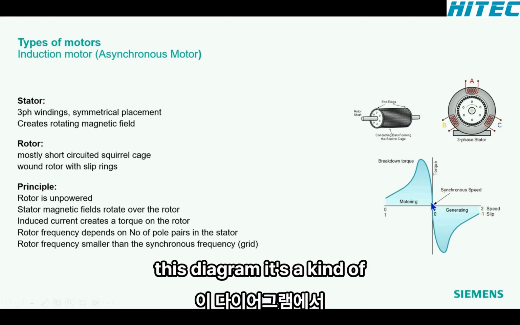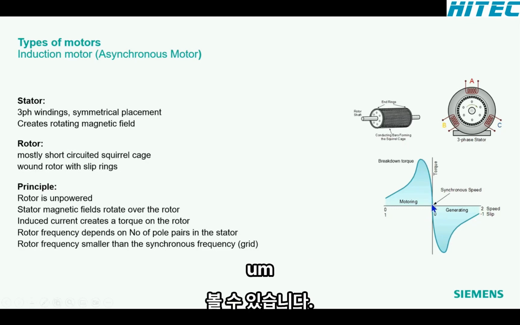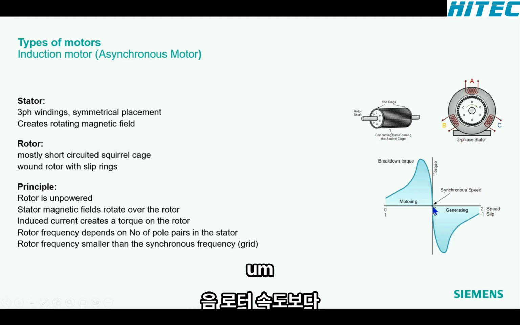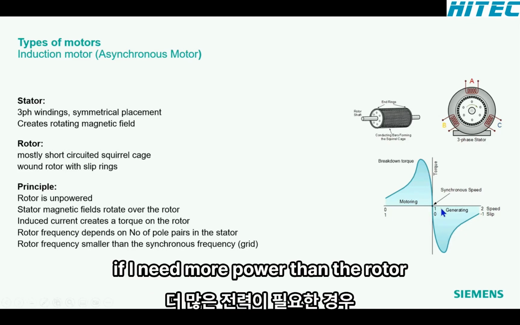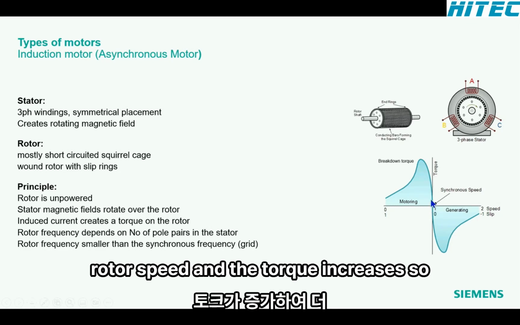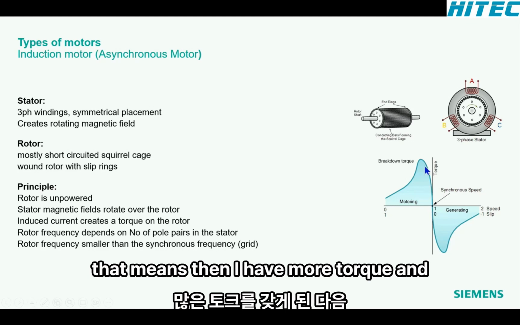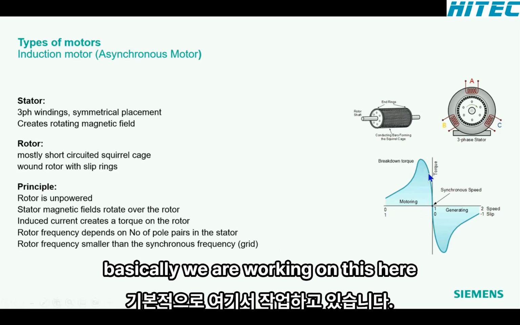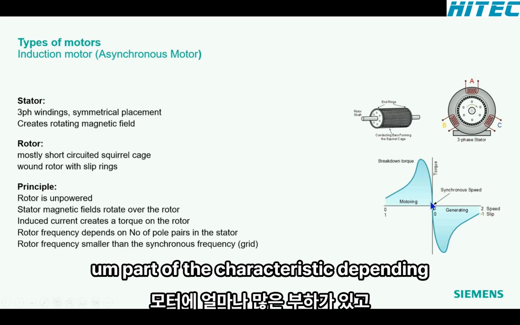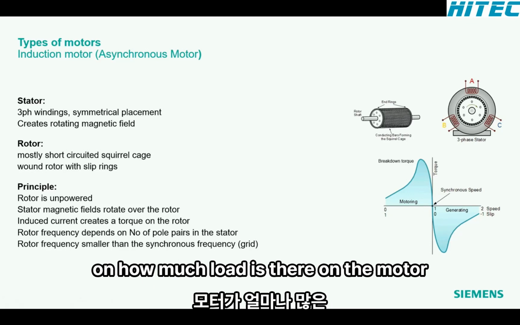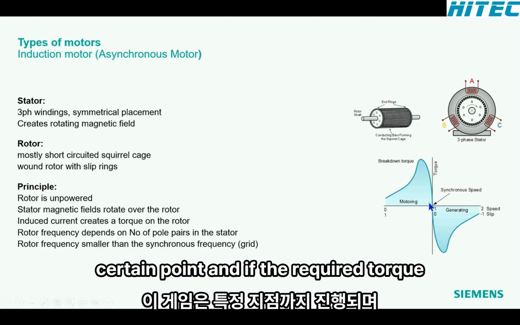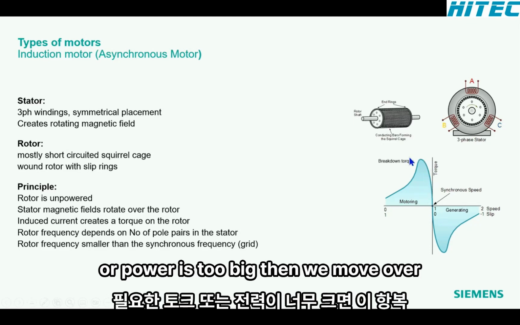And now you see on this diagram, it's a kind of backward coupling. I don't know if this is the correct English word, it doesn't come to my mind at the moment. If I need more power, then the rotor speed goes down, and with a lowering rotor speed, the torque increases. So that means I have more torque, and then I get a new stable point. So basically we are working on this part of the characteristic, depending on how much load is on the motor and how much power the motor must deliver. And this goes on until a certain point, and if the required torque or power is too big, then we move over this breakdown torque.